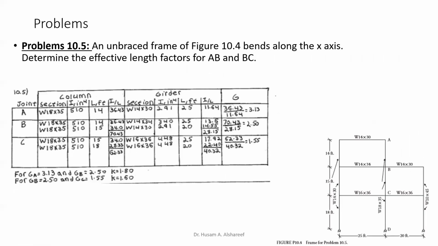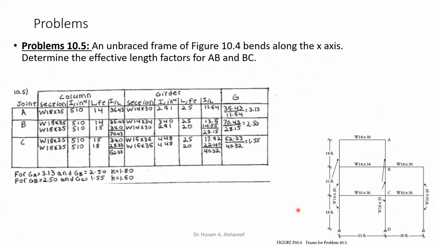The second problem is problem 10.5, an unbraced frame as in this figure here. Let me grab my laser pointer. Bend along the x-axis. Determine the effective length factor for AB and BC columns. So they want you to find K for column AB and K for BC, not the entire system here.